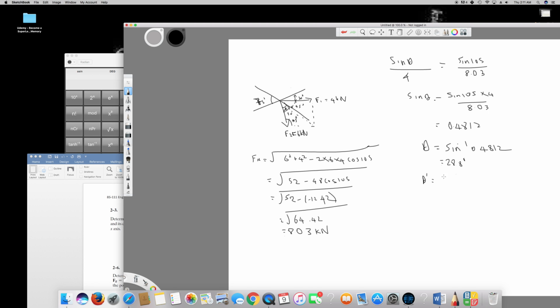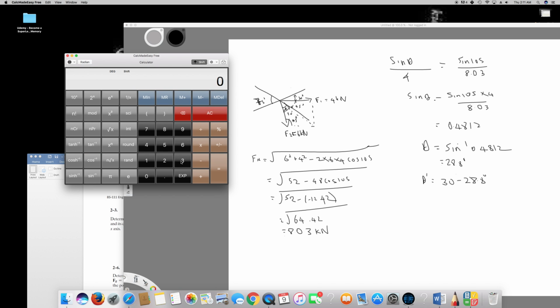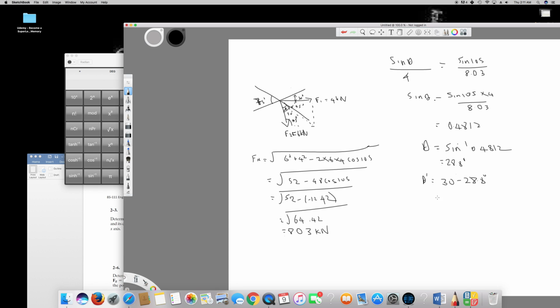Let's say that is theta prime. That makes from u. So theta prime is going to be 30 minus 28.8 degrees, which is 1.2 degrees. So that's our final answer. The resultant force is 8.03 kilonewton and theta prime is going to be 1.2 degrees. That's our final answer. So let's move to the next question.